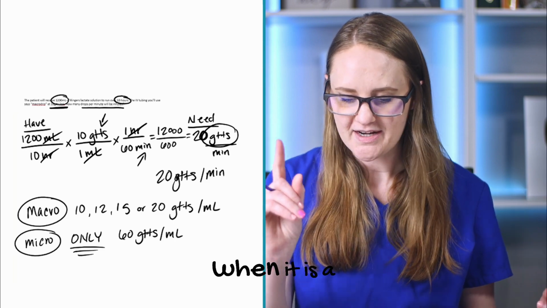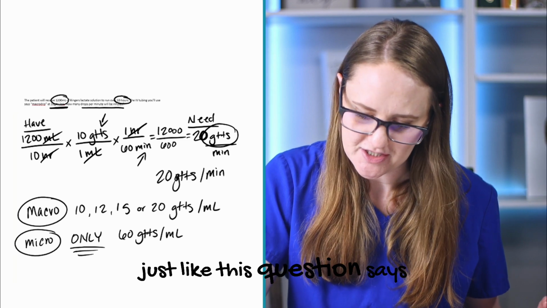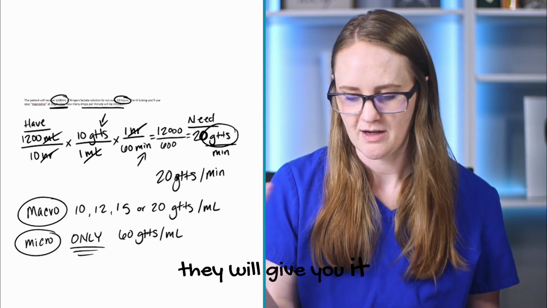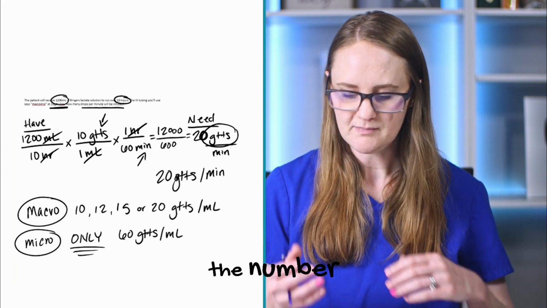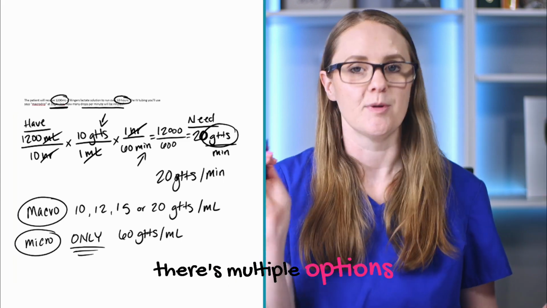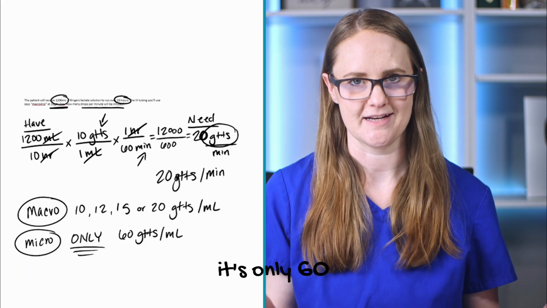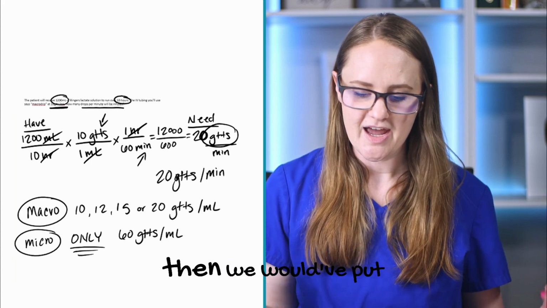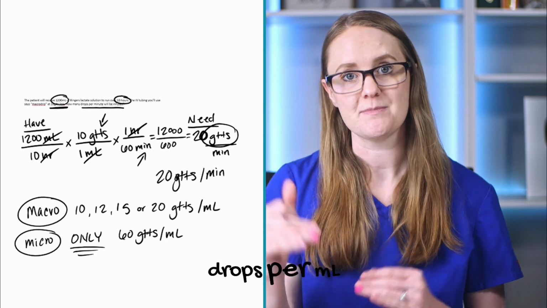And when it is a macro drip tubing, just like this question says, they will specify. They will give you the number. They have to, because there's multiple options. But for a micro drip, it's only 60. Okay, so if this question said micro drip tubing, then we would have put in the 60 drops per mil.